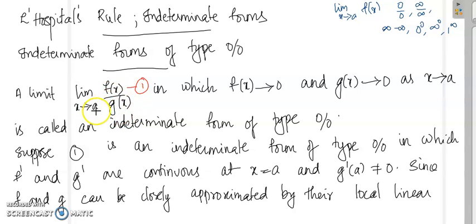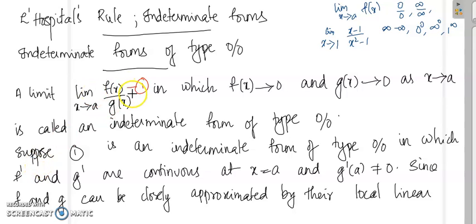So when we substitute a value, you will get in the form 0 by 0. Okay. So for example, if you have say something like this, so limit x tends to 1 x minus 1 by x square minus 1. So as x approaches to 1, your numerator is 0 and your denominator is also 0. So this is an indeterminate form here. Okay. So this is called an indeterminate form of type 0 by 0.